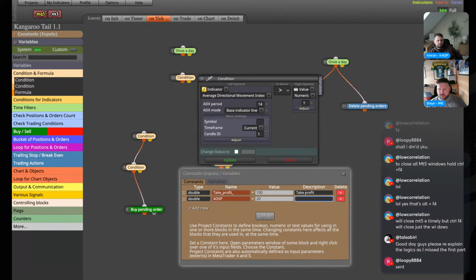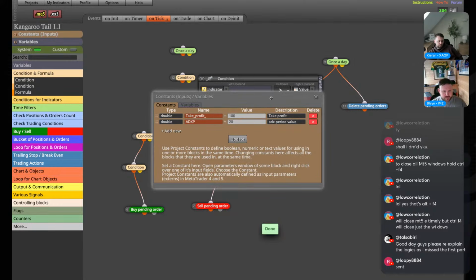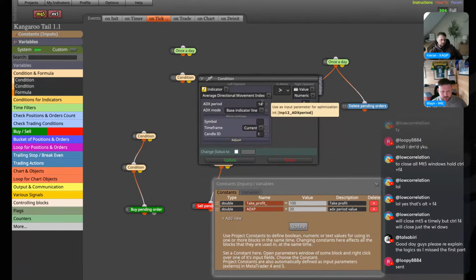The whole point of the description is that when you're in your input terminal, it means we can then know exactly what that constant is. So we can put ADX period value. I'll show you once we go back into MetaTrader where this is. Again, always update, or else if you don't update, it will disappear. Right click, ADX period, there, done.